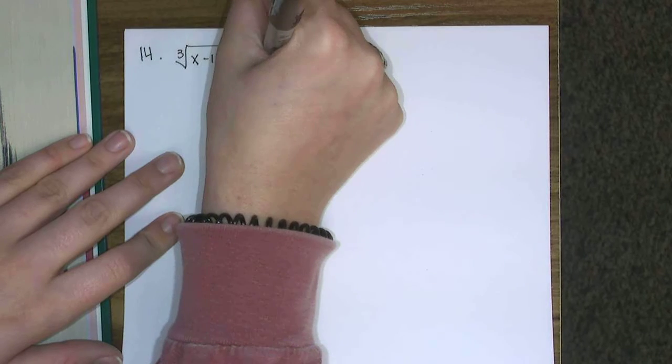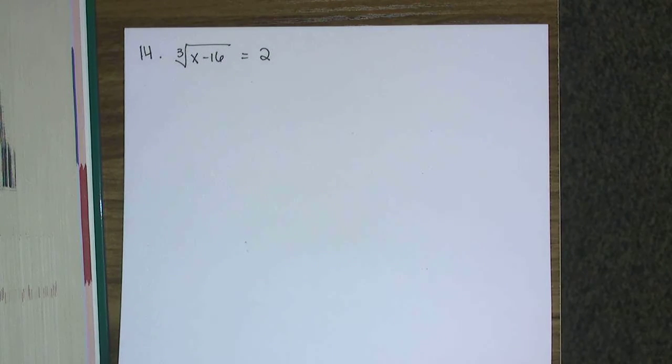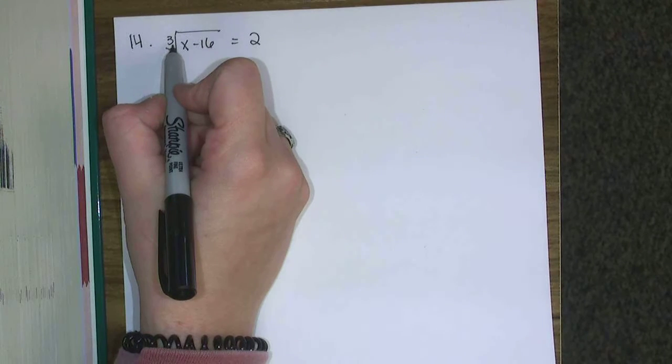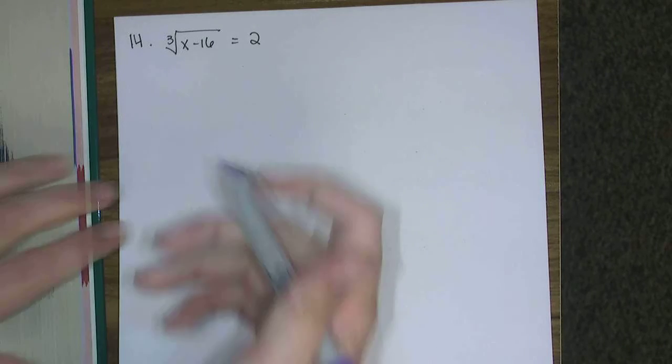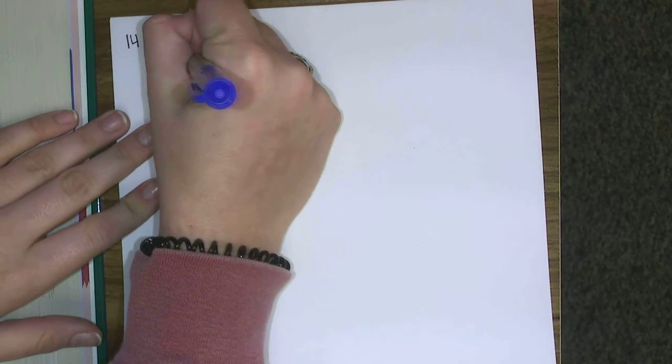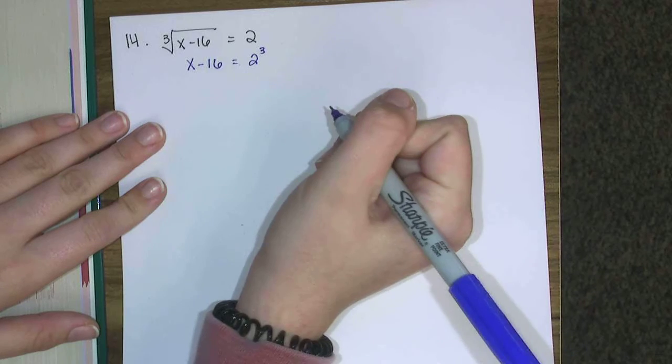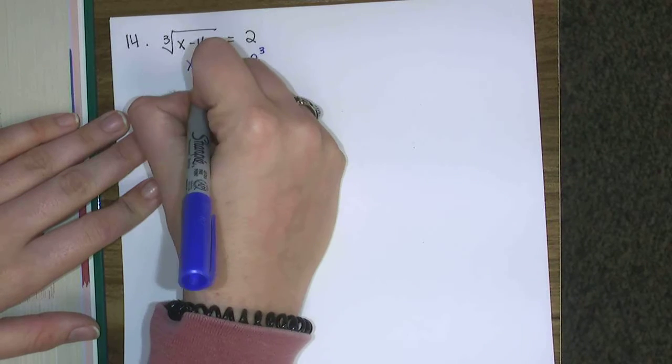So with one like this, it still follows those same steps that we mentioned before, but I have a cube root on this side. To undo that, I need to cube the whole thing. So if I cube both sides, x minus 16 is equal to, I'm just going to show this one step here, 2 cubed, or x minus 16 is equal to, 2 cubed is 8.